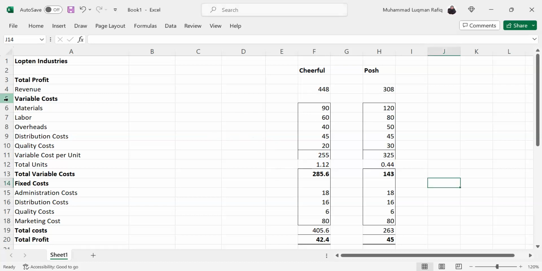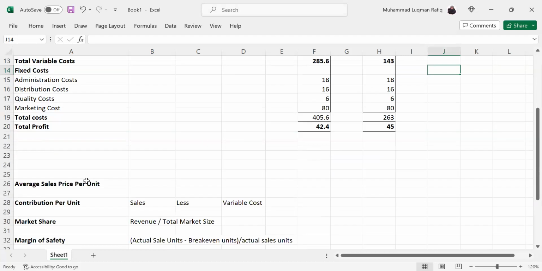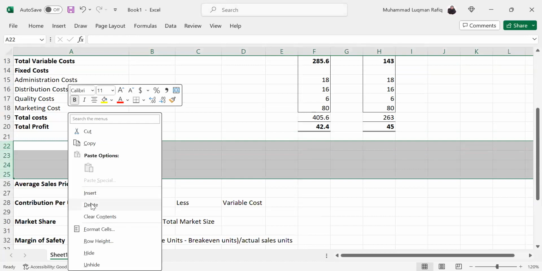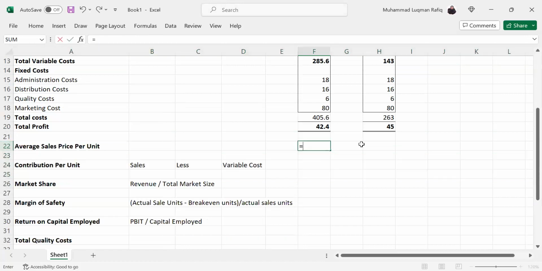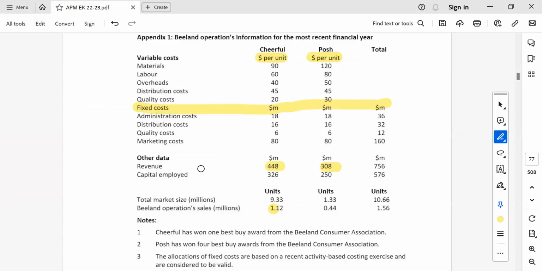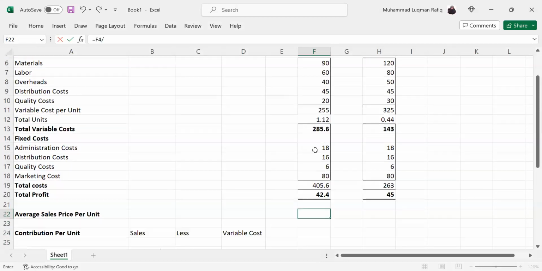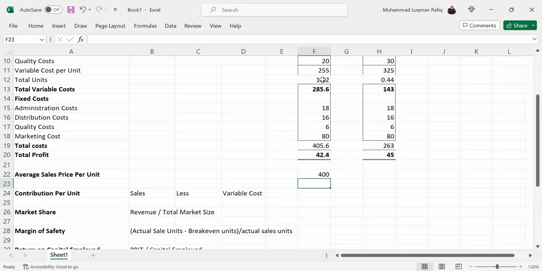Okay, so we have been able to do the calculation of the profit here. Now what next is there? There we have got the next one, which is called the average sales price per unit. It is going to be this revenue divided by total number of units. So it's actually going to be 448 divided by number of units. So average sales price per unit is this.